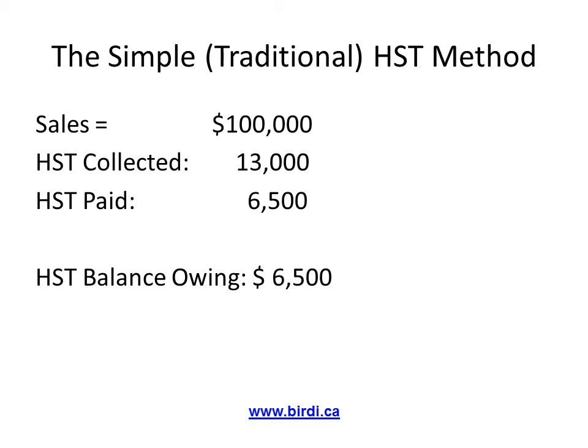When I file the HST return, I would report these figures on the return. The HST I paid would be subtracted from what I collected, giving me $6,500 that I owe back to the CRA. $13,000 of the HST collected minus $6,500 of the HST paid gives me the $6,500 balance owing. This method is very simple: the HST you collected minus what you paid. This is generally good for individuals who incur a lot of expenses.